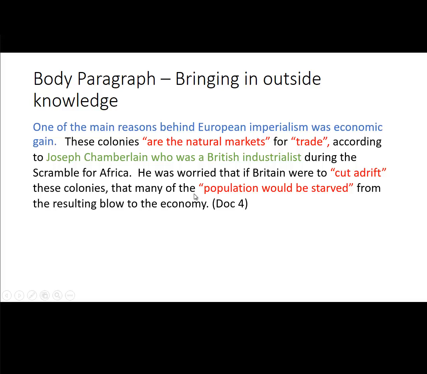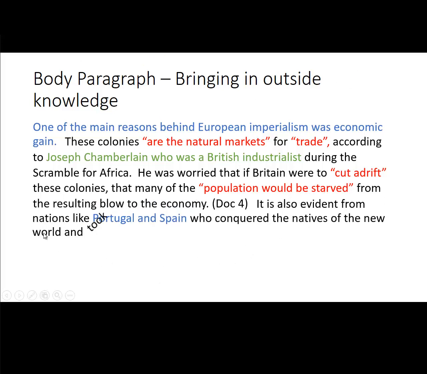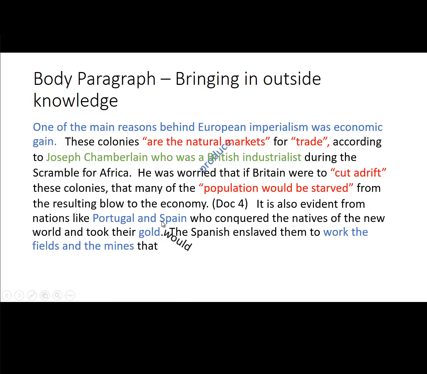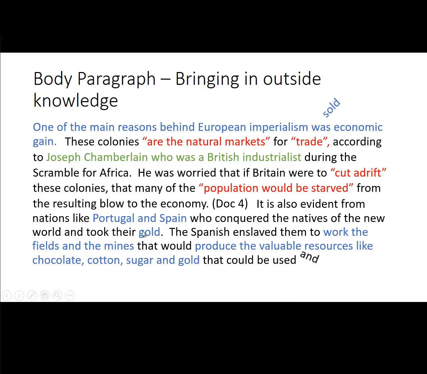You're not going to be quoting anything, so you just need to paraphrase, but bring in more of those facts and details that support that these people were colonizing for economic gain. Here's what I might type in. It is also evident from nations like Portugal and Spain, and let's say I've seen a presentation on that, who conquered the natives of the New World and took their gold, right, taking their resources, which is an economic thing.